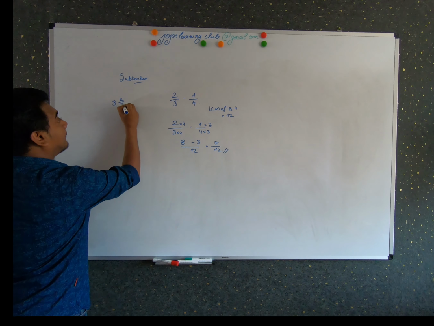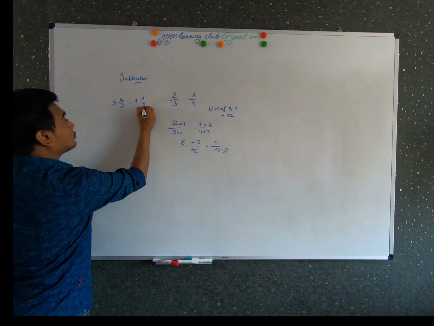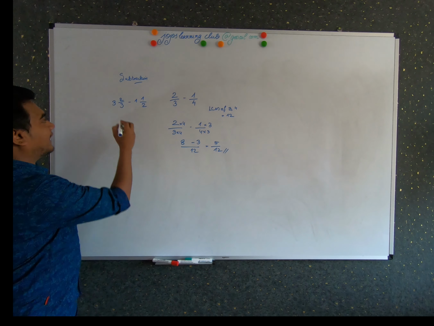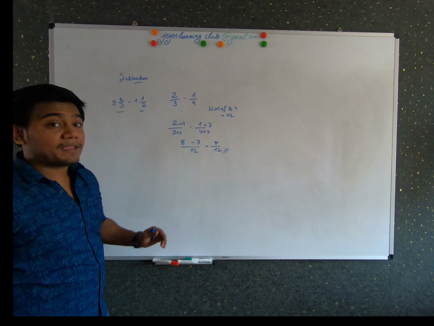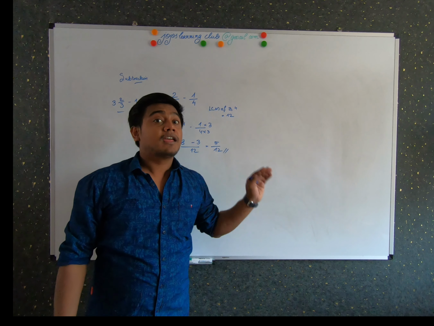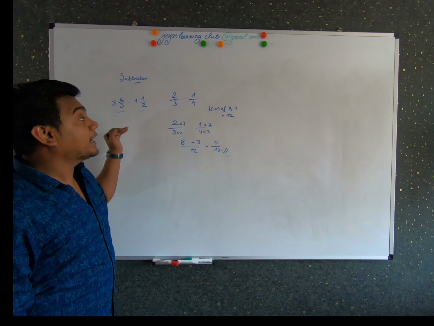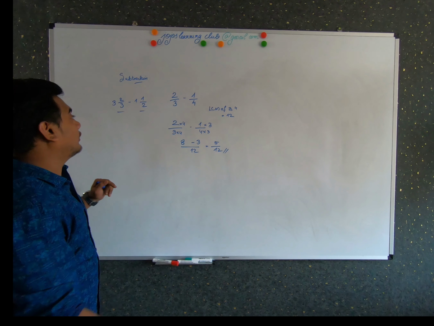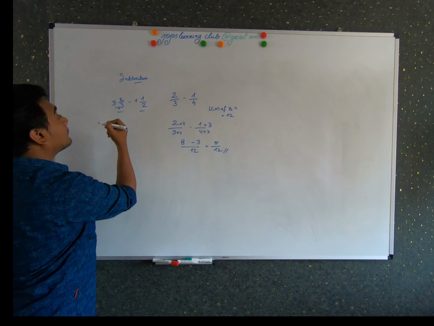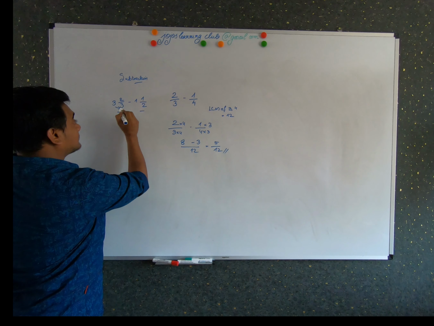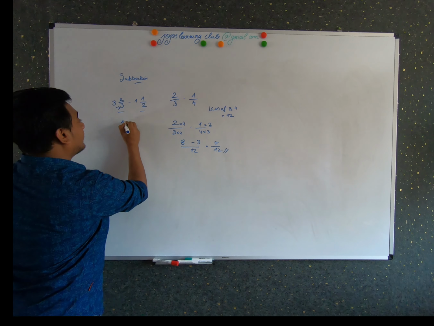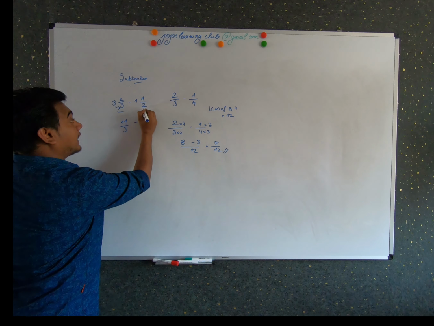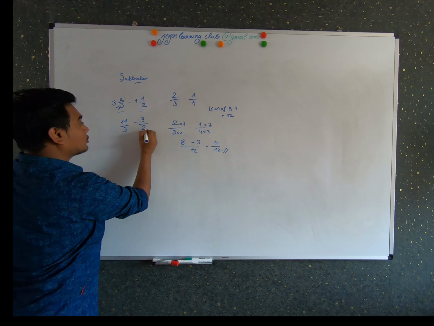3 2 by 3 minus 1 1 by 2. Okay, so as I said, when you have a mixed fraction or a mixed number, then you have to write it in terms of improper fractions to perform calculations. So let's write it in terms of its improper fraction. 3 times 3 is 9, 9 plus 2 is 11. 11 by 3 minus, 1 times 2, 2 plus 1 is 3, 3 by 2.